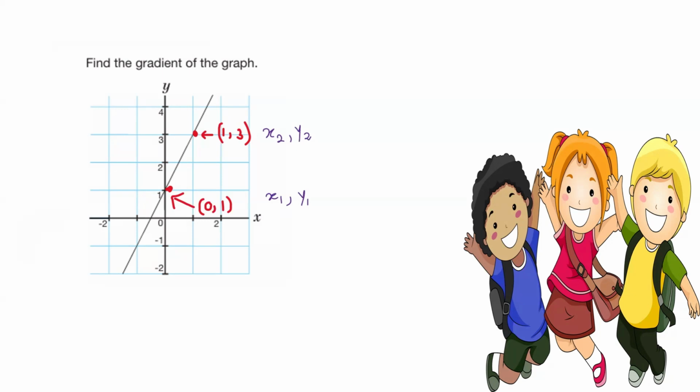Same as before, we can use the equation y2 minus y1 divided by x2 minus x1. That is 3 minus 1 divided by 1 minus 0. When we solve this, we will get 2 over 1. So the gradient of this line is 2. Right? Okay.